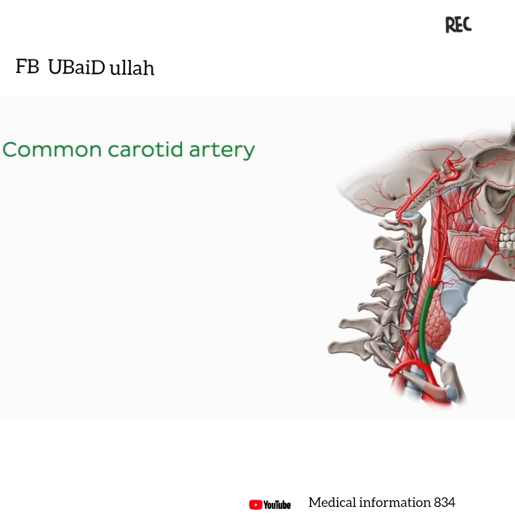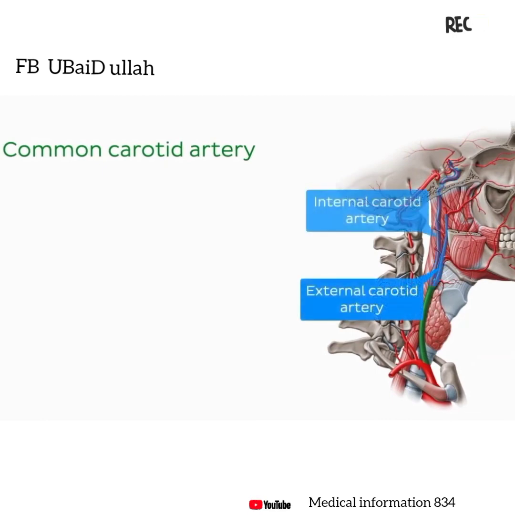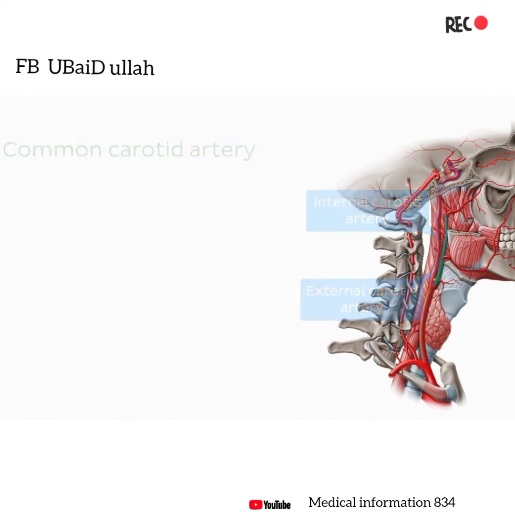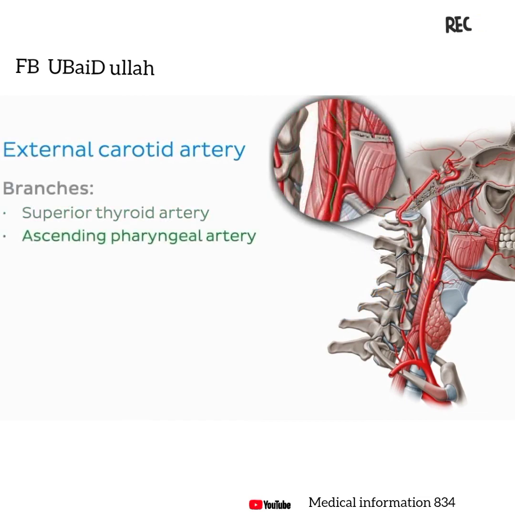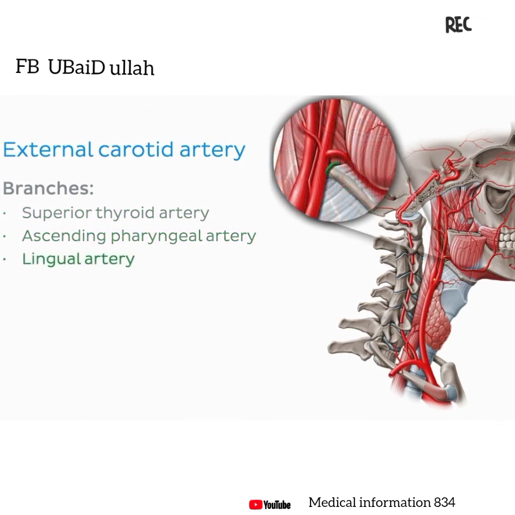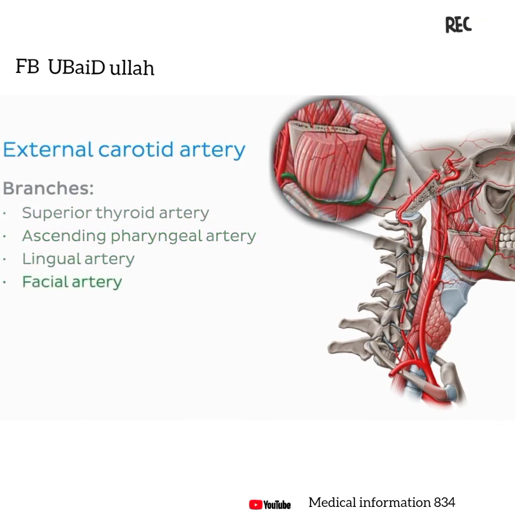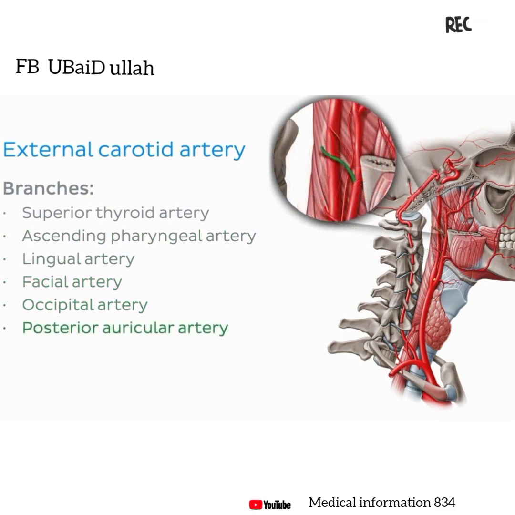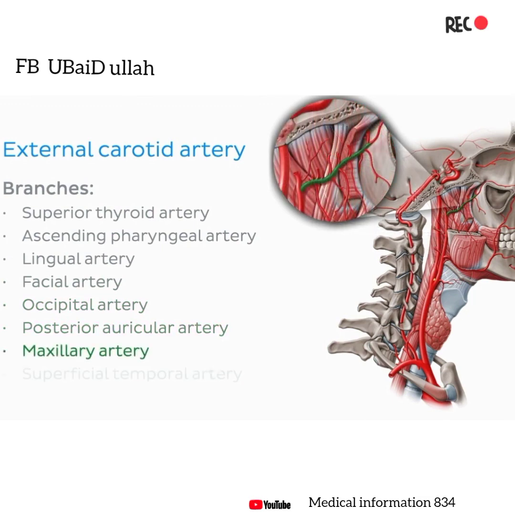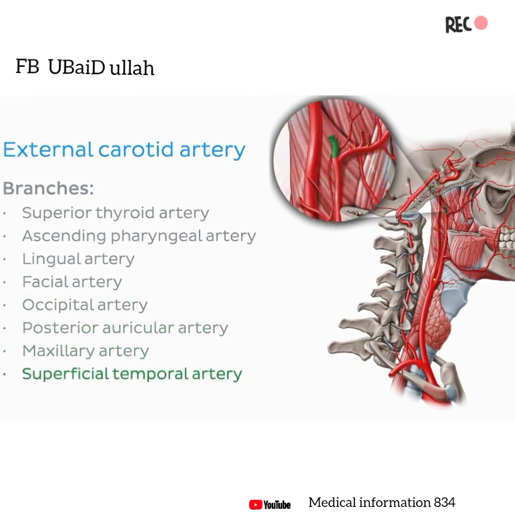First, we looked at the common carotid artery, up to its bifurcation, where it gives rise to the external and internal carotid arteries. Then we went on to discuss the branches of the external carotid artery, which included the superior thyroid artery, the ascending pharyngeal artery, the lingual artery, the facial artery, the occipital artery, the posterior auricular artery, the maxillary artery, and the superficial temporal artery.